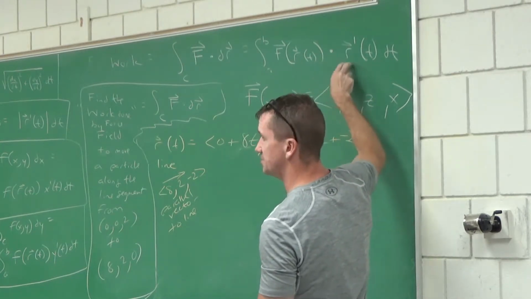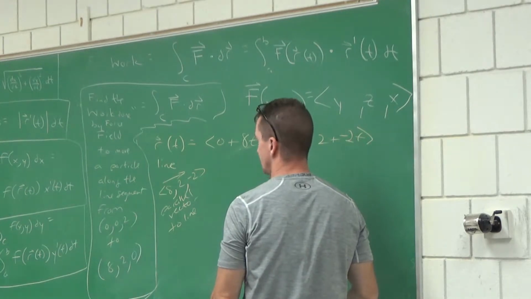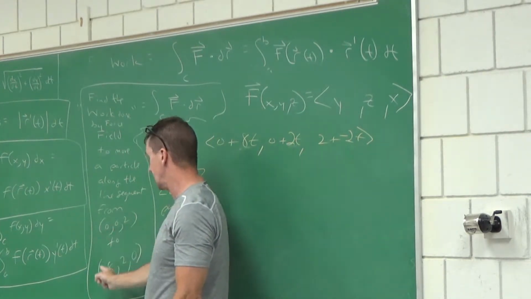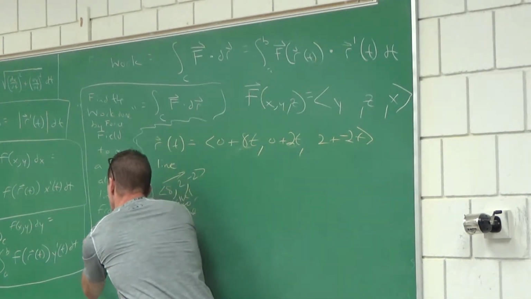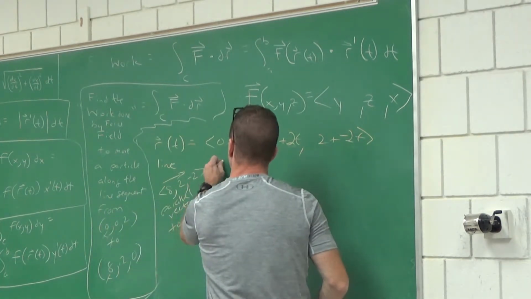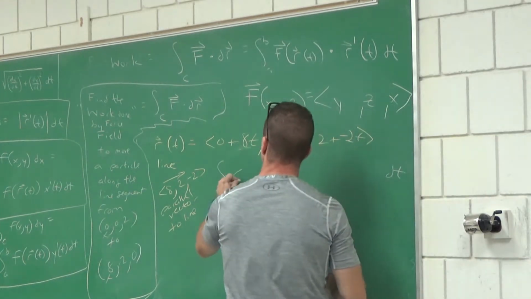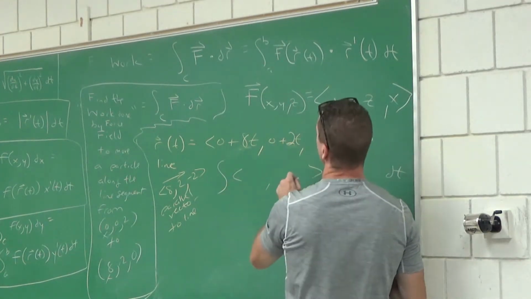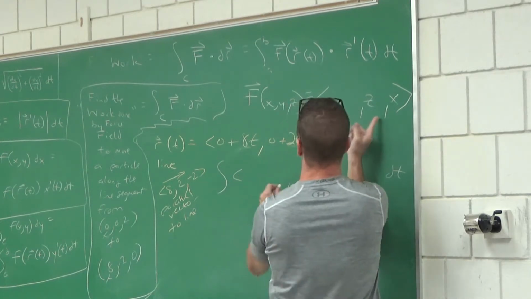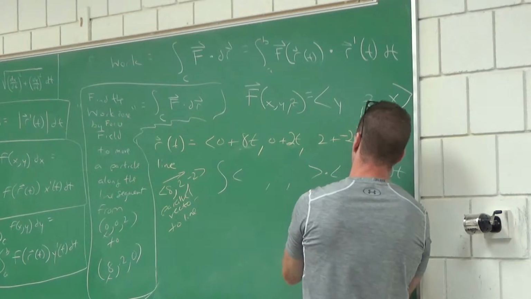We'll have no problem substituting this stuff. Does anybody know what the limits are going to be? It's surely not going to be from 0 to 8, because those are x's, these are y's, these are z's. I'm going to put the limits there. This will be f, that's just y, z, x. And then I'll put a dot, and what goes here? So r prime of t.